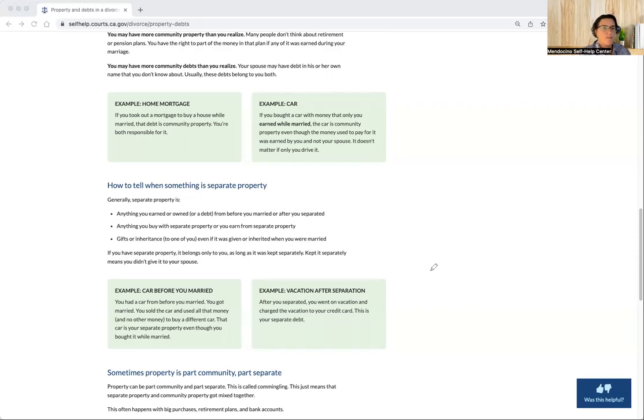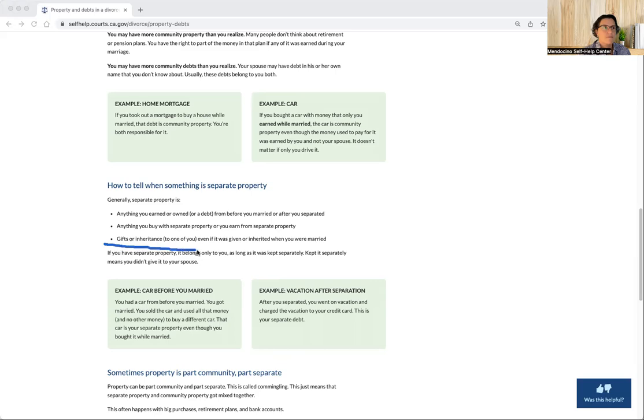Keep in mind that if you make payments on that car during the marriage with money that you're earning from your job during the marriage, a portion of the car is going to be community property because you paid for it with community money, which is your income from your job. So part of the car will be your separate property and part of it will be community property. So the car becomes a mix of community and separate property.